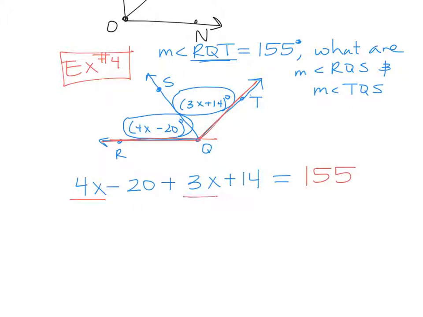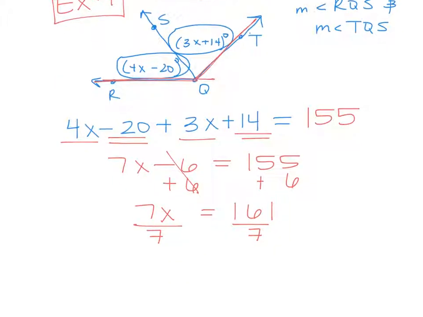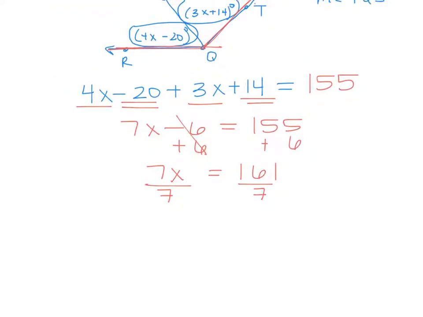So 4x plus 3x is 7x. Negative 20 plus 14 would be negative 6 or minus 6 equals 155. So we're going to add that 6. And you get 7x equals 161. And then divide by 7. So 161 divided by 7. Anyone got that? It would be 23. Okay, but the question was asking what are the measures of the angles.